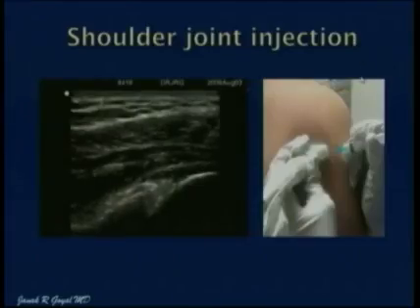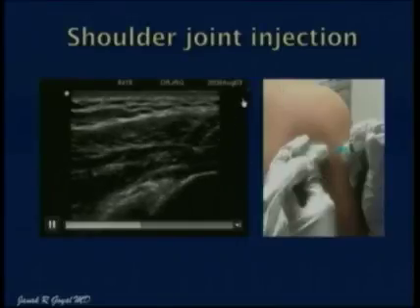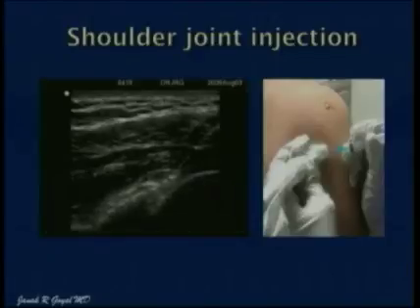The shoulder joint injection. Usually I take the posterior approach for the shoulder joint injection. The needle is inserted through the myotendinous junction into the glenohumeral joint. Here is the needle getting into the glenohumeral joint, and this is my patient position.